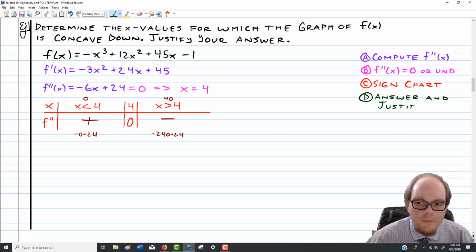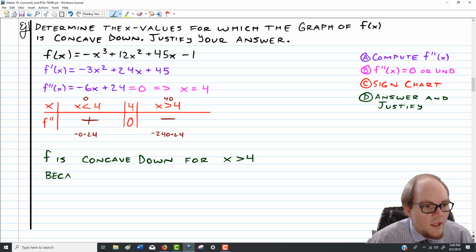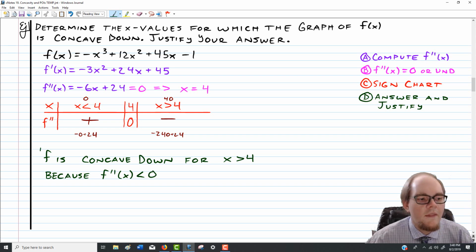So in looking here, looking at our expression, we can see that f is concave down. Remember, we were only asked about concave down. So f, or f's graph, is concave down. And it's for all the x values that are greater than 4. So of course you could use interval notation as well. Both are equivalent and fine. F is concave down for x greater than 4. And our reason is because f double prime is going to be less than 0. And there is the answer to our question.